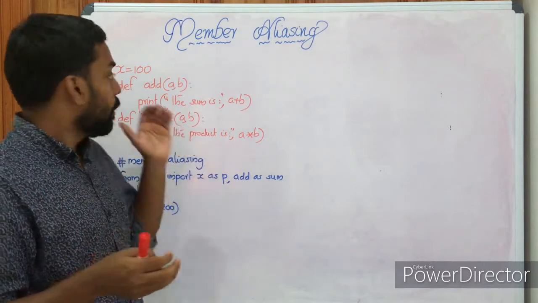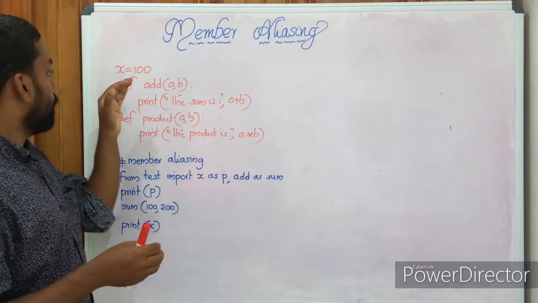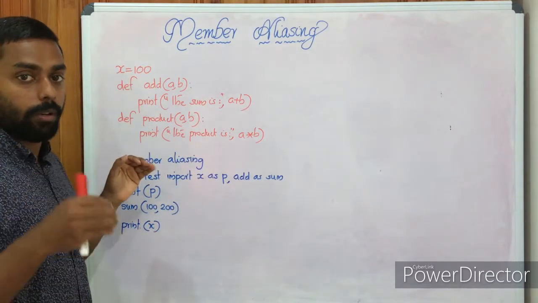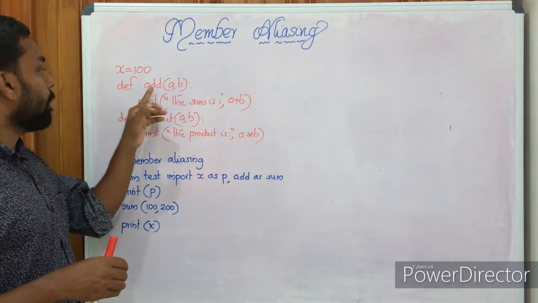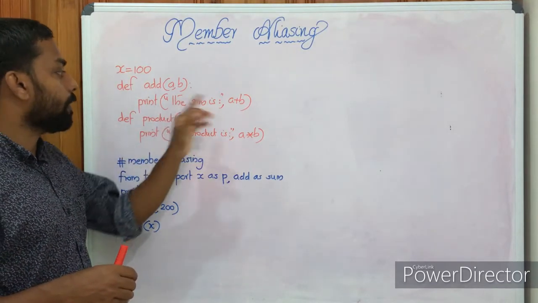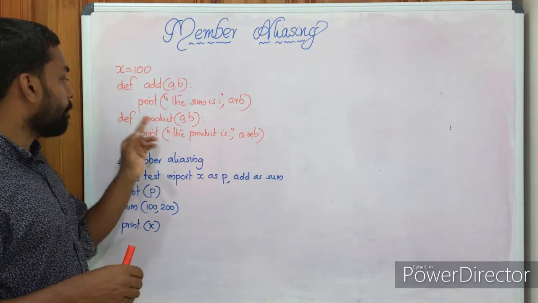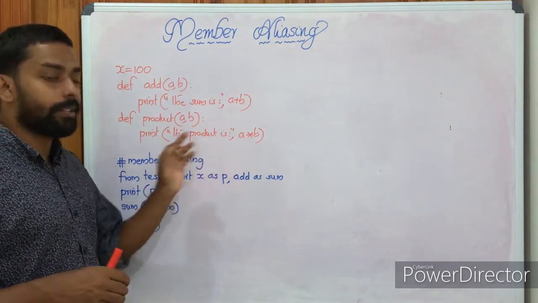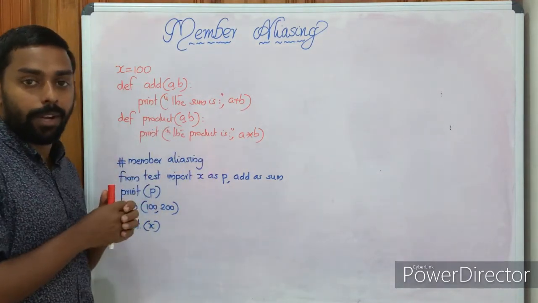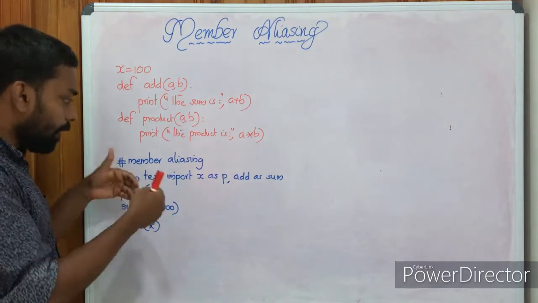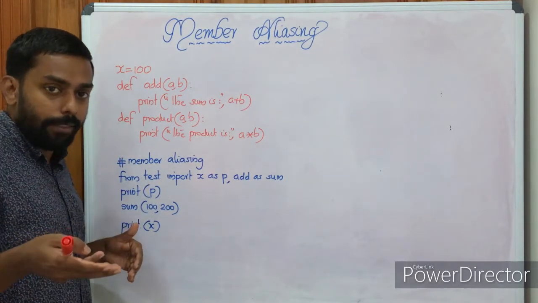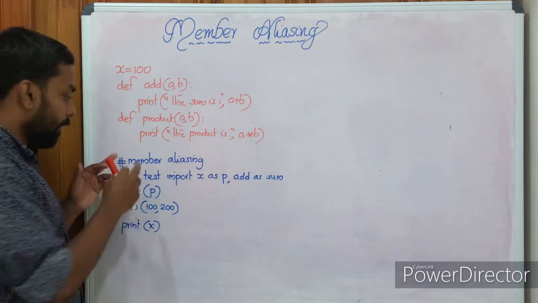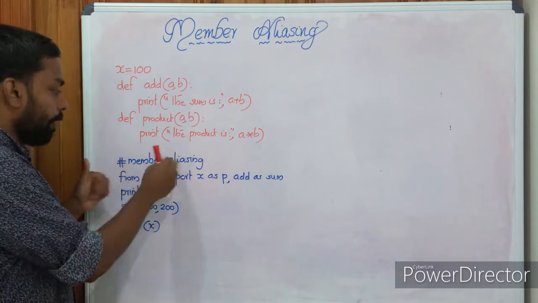Okay, so here we have one example. We have the same module, right? x equal to 100, def add(a, b), print the sum is a plus b comma a plus b, def product(a, b), print the product is a into b. We have the same module, right? Then we are applying what method? Member aliasing. Here is a set of code: member aliasing.